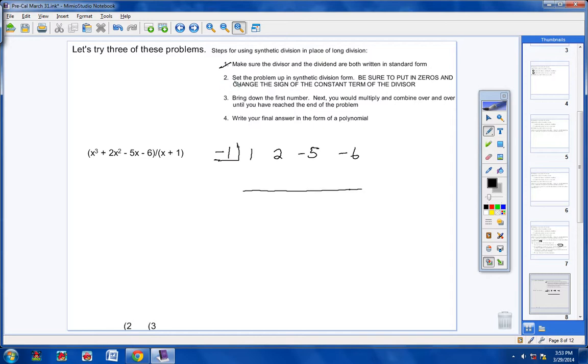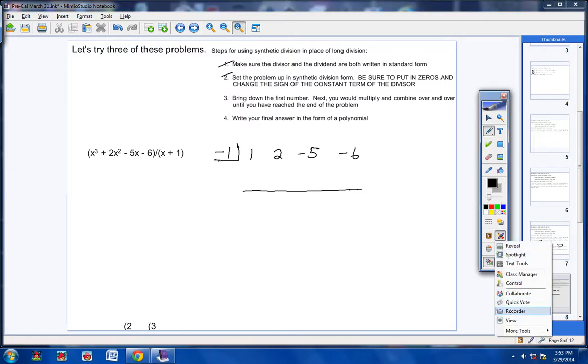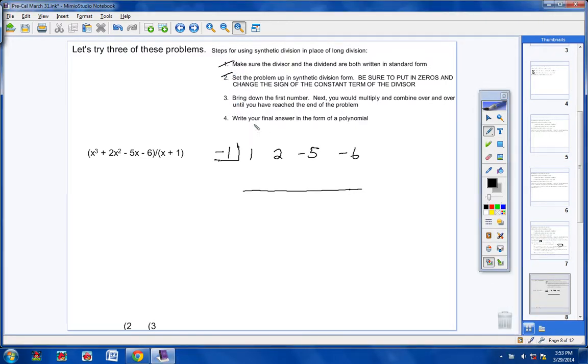So step 2 is totally done. I set the problem up in synthetic division form. I put in any zeros that I needed to, which I didn't, and I changed the sign of the constant term. So we're totally good. All right, we're totally good. Moving on now to step number 3. Step 3 says bring down the first number. Well, here's your first number, and I'm going to bring that number down and put it here. Isn't that easy? So step 3 says bring down the first number, and I've done that.